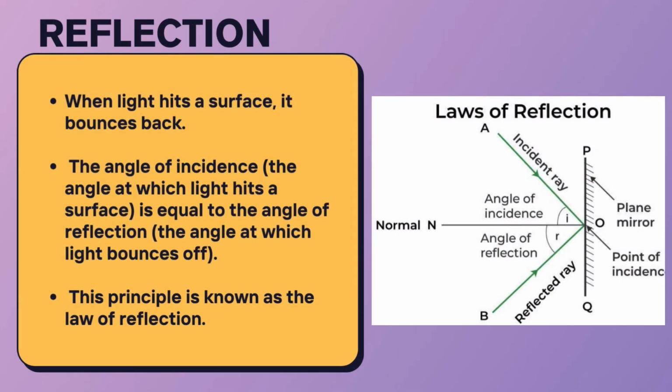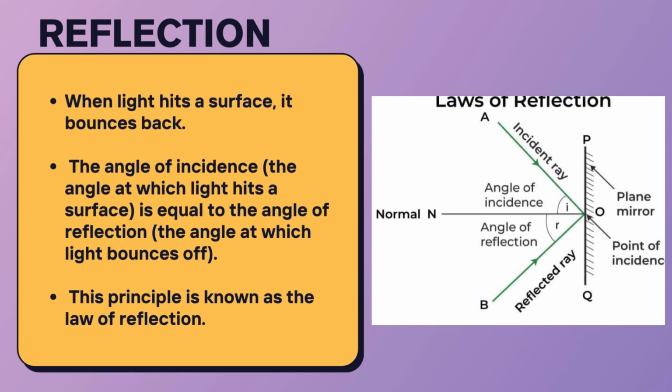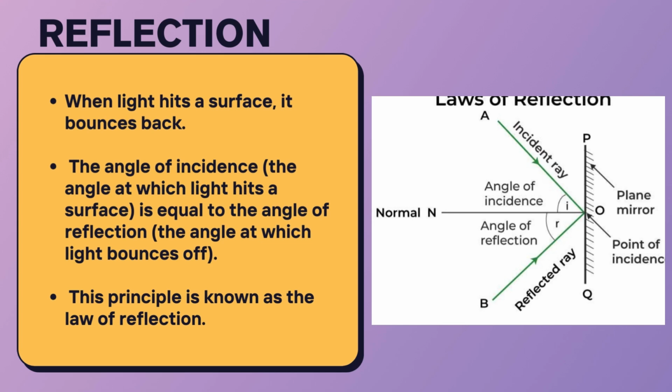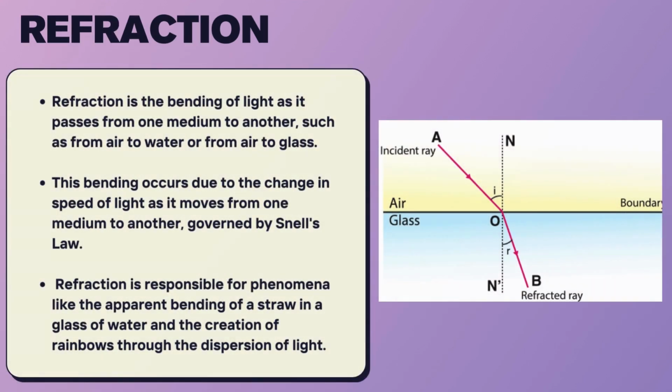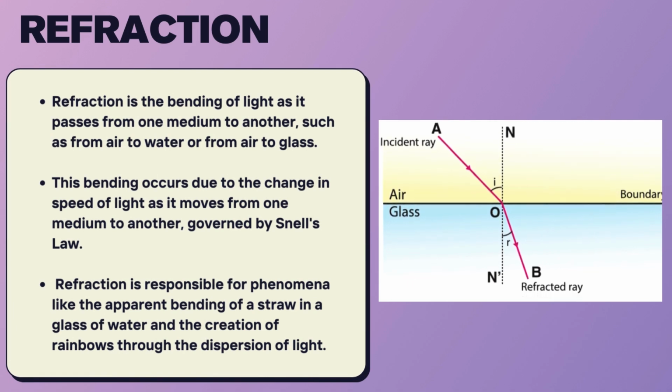Reflection. When light hits a surface, it bounces back. This is reflection, which allows us to see objects that don't emit their own light, like the moon or a mirror. Refraction. Light bends when it passes from one medium to another, such as from air into water. This bending is called refraction and is why a straw looks bent when placed in a glass of water.